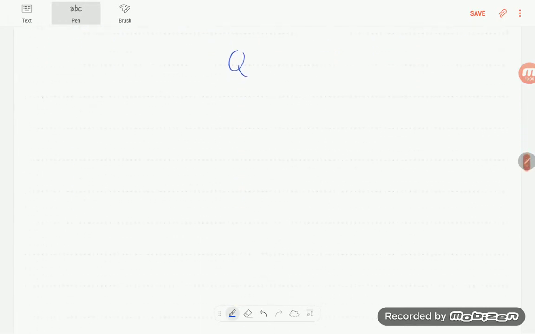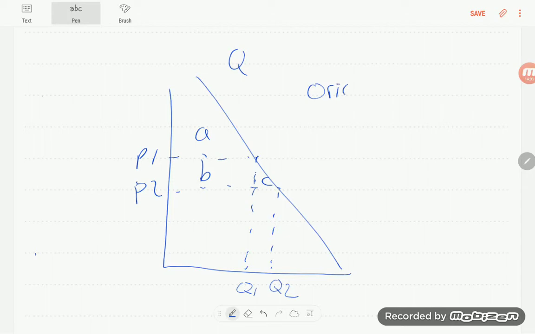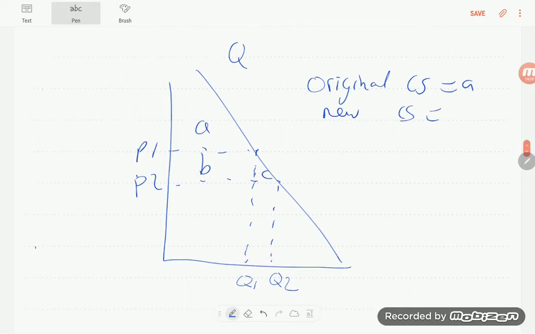So I'll show you what I mean now with one final example. Let's say here, there's my demand curve, and let's say the price of the good has fallen. I'm not compelled to put a supply curve on here. I might want to put it on afterwards if I so wish. In fact, I might show you that. But I've got A, B and C. So my original consumer surplus equals A. My new consumer surplus is A, B and C.